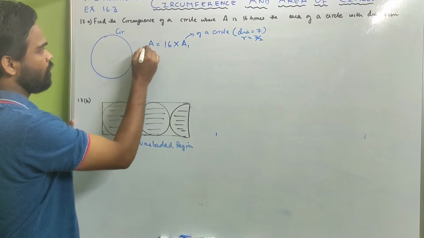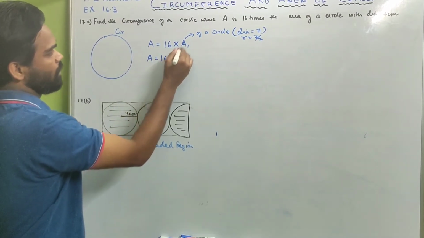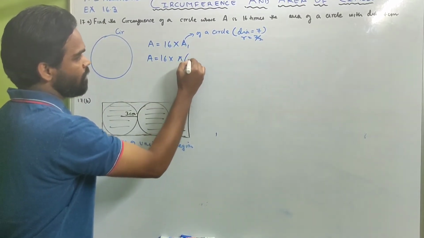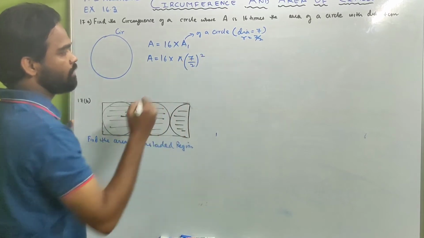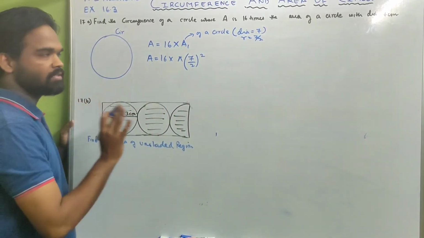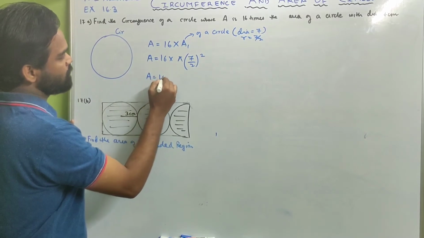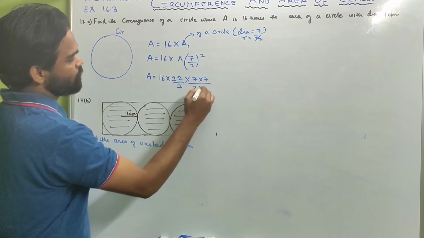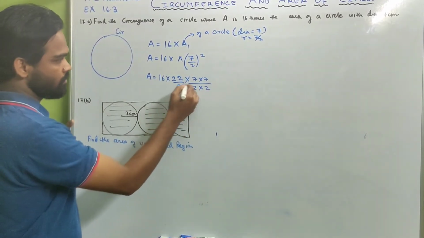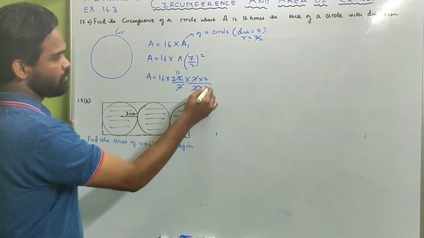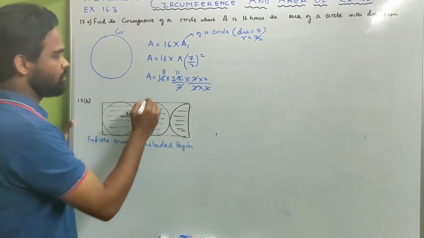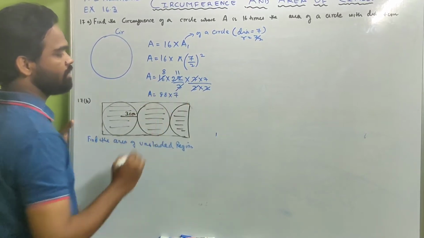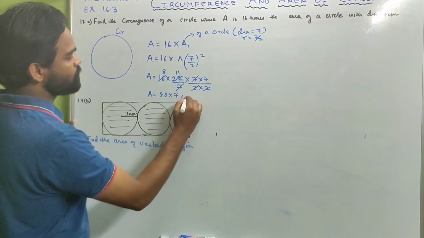So we can say the area of the required circle is 16 times the area of the circle with diameter 7, which means radius 7 by 2, is pi r square, isn't it? So the area of the required circle is known to us. That is 16 into 22 by 7 multiplied by 7 into 7 by 2 into 2, isn't it? So this 2 11 times, 2 8 times. So area is equal to 88 multiplied by 7, isn't it? This is in centimeter square.